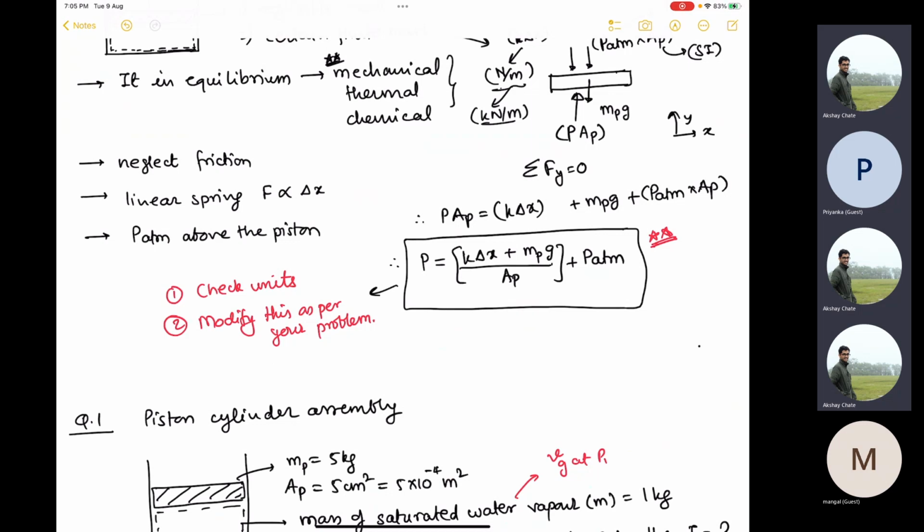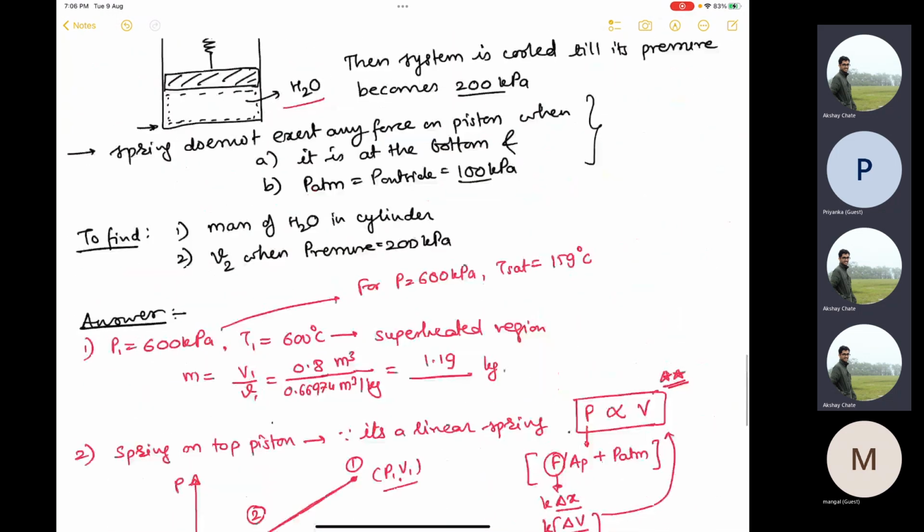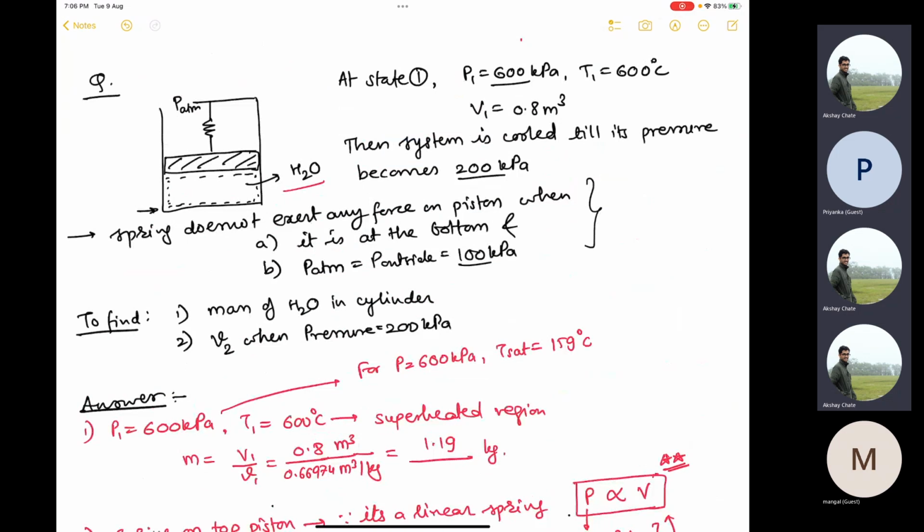If you are not comfortable, just go back to your basics, draw a PV plot or TV plot, whichever is relevant to that problem. Check your units and modify this problem according to your problem statement. Modify this equation. So yeah, in the last problem there was no weight of piston.